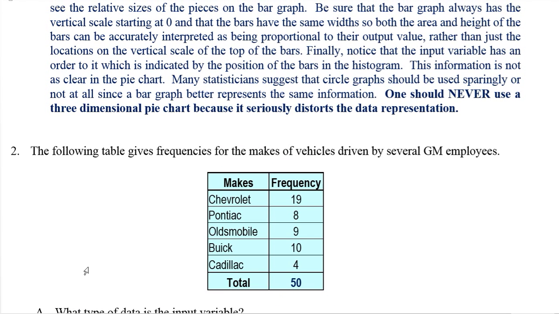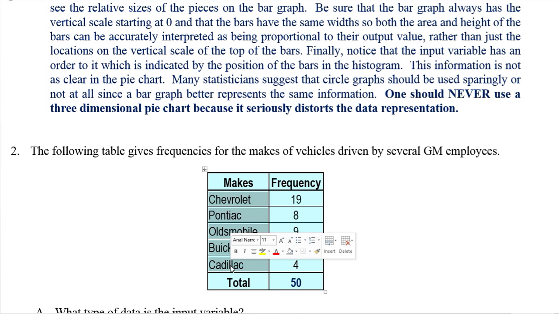So here's another one dealing with cars. Let's say this is a GM club, a bunch of GM owners, and they've got some classic cars perhaps. In this particular one, there's 19 Chevrolets, 8 Pontiacs, 9 Oldsmobiles, 10 Buicks, and 4 Cadillacs. So what type of data is the input?